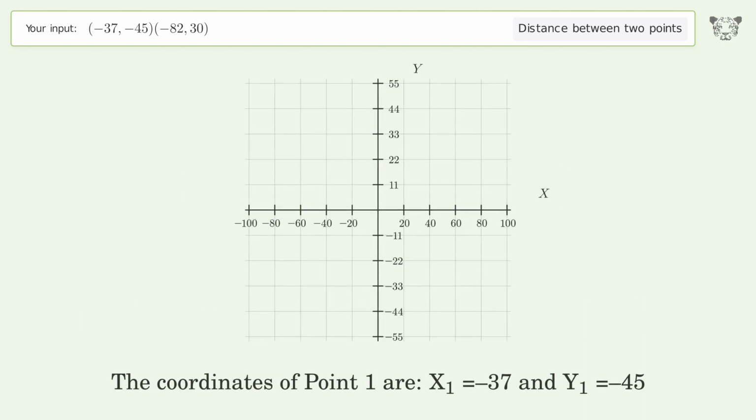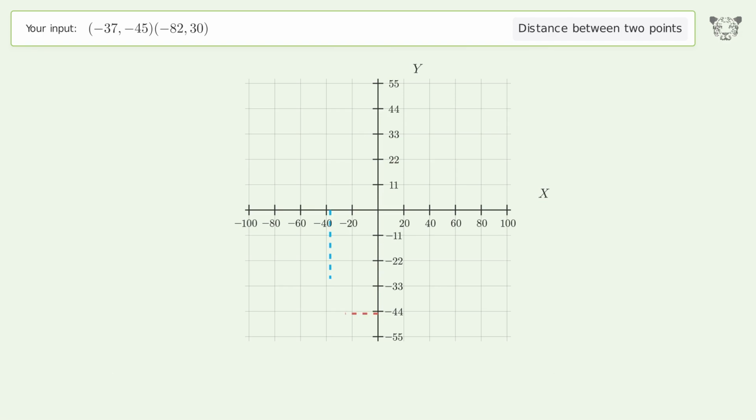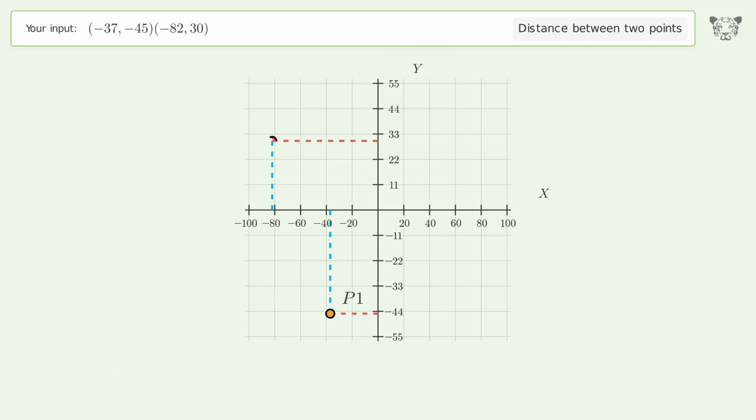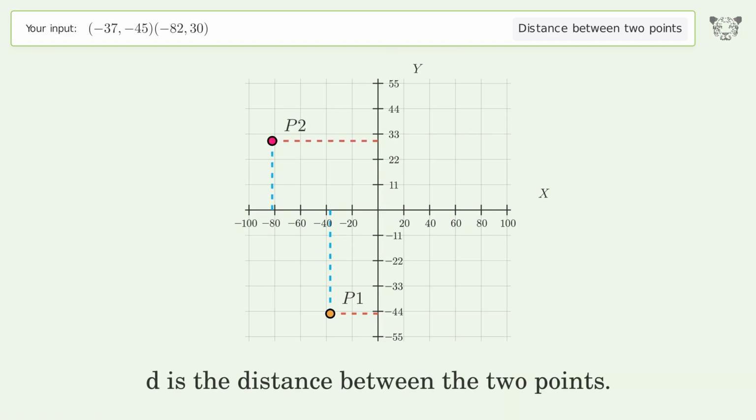The coordinates of point 1 are x1 equals -37 and y1 equals -45. The coordinates of point 2 are x2 equals -82 and y2 equals 30. D is the distance between the 2 points.